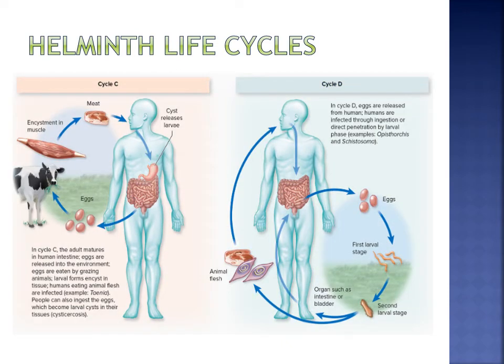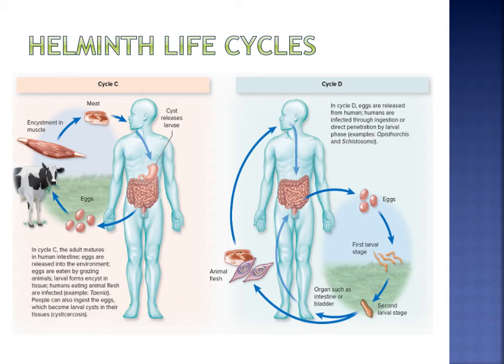Cycle C. This one involves multiple hosts where the adult is going to mature in human intestines. Eggs will be released into the environment. Those eggs will then be taken up usually by some kind of grazing animal like a cow, like you see in the image there, or goats, sheep, things like that. Sometimes horses, but we don't usually eat horses. Usually it's some kind of livestock animal that we eat. Once that livestock animal has taken up those eggs, they will hatch and start forming little larval forms that will go into encystment and will usually hide in the meat of that animal, like you see in the image there. Then when we slaughter the animals and eat them, we retake in those larval cysts from the tissues.